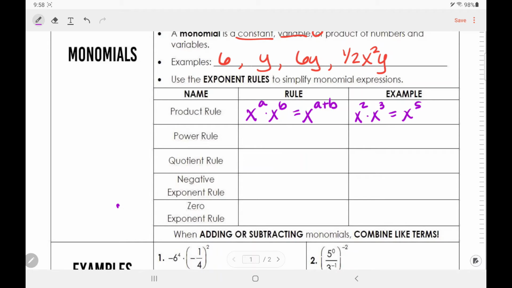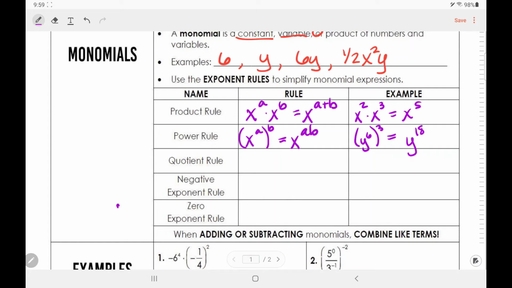The power rule is when we have a term with an exponent raised to another exponent. So, for example, if I have x to the power of a raised to the power of b, this time I'm going to multiply my exponents. So it becomes x to the power of ab. Looking again at an actual example with numbers, let's say that I have y to the 6th power cubed. Then in that case, we would do 6 times 3 and get 18.